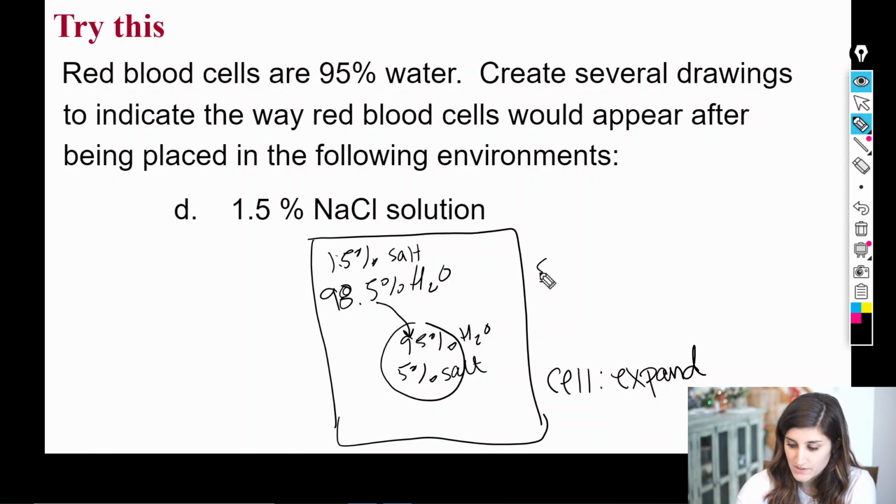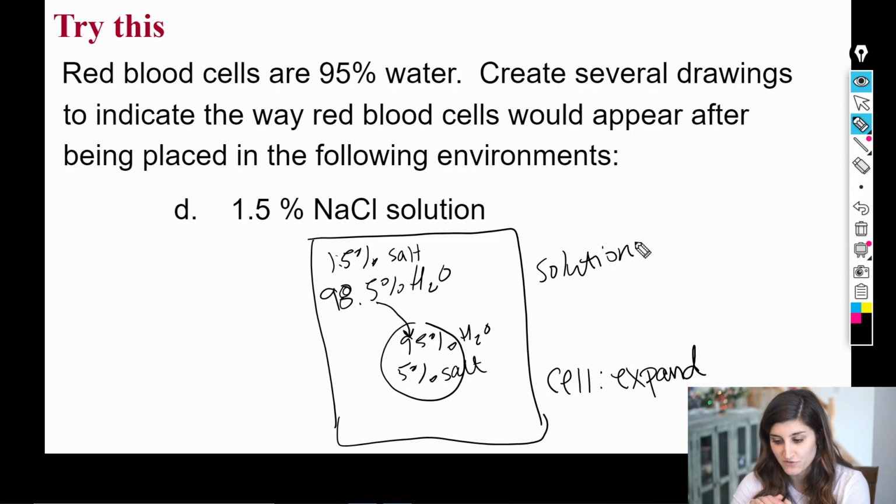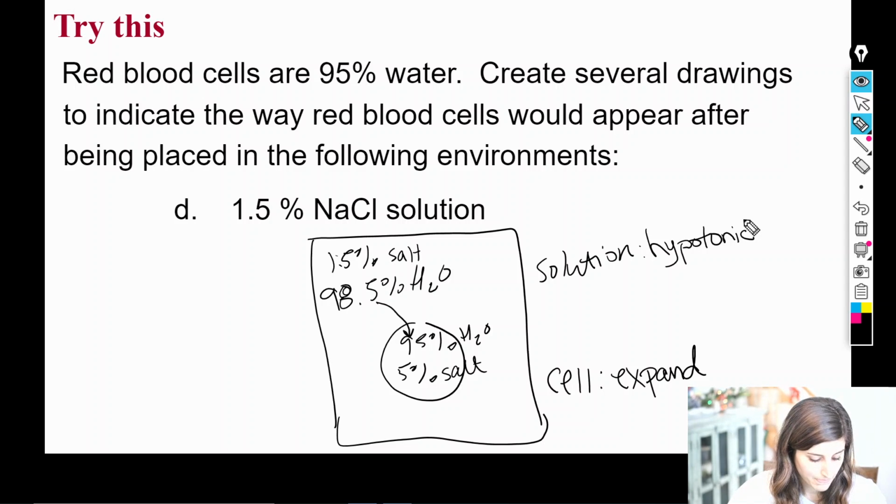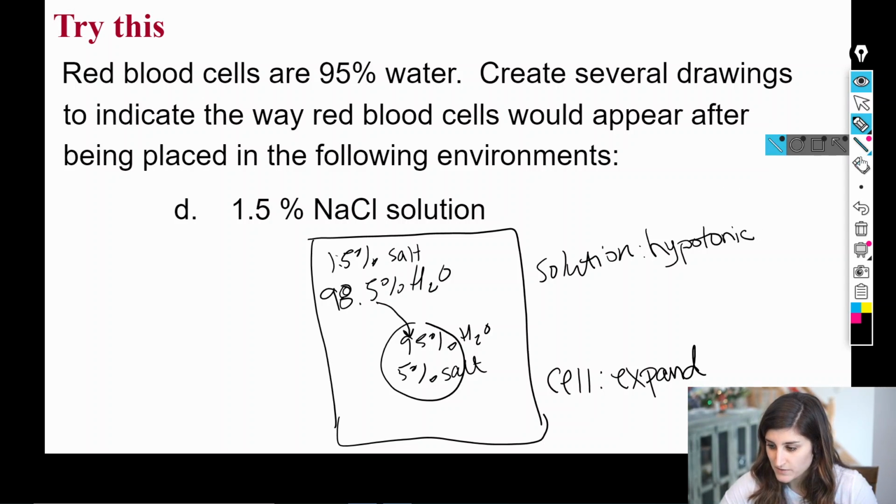What kind of solution is this? Because this solution has a lower concentration of solute outside of the cell, this is our hypotonic. This is our hypotonic solution. Okay? All right, so that's that example.